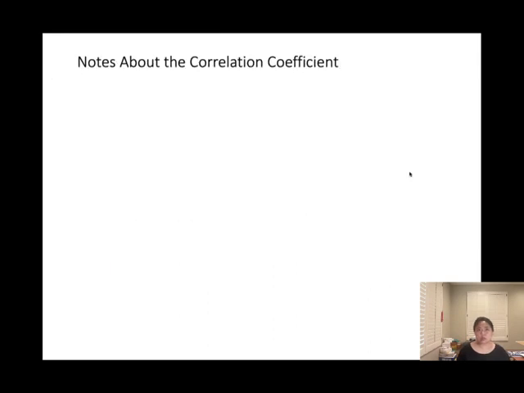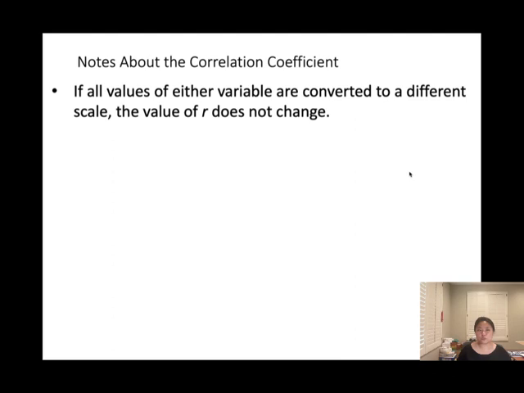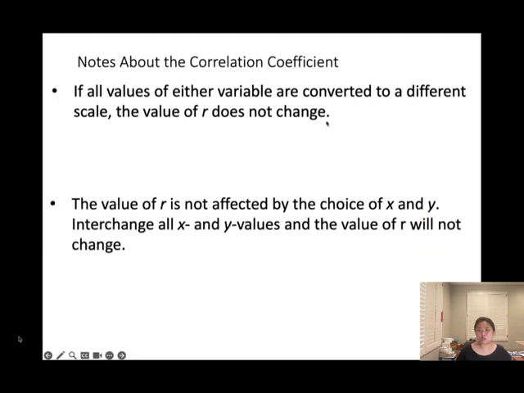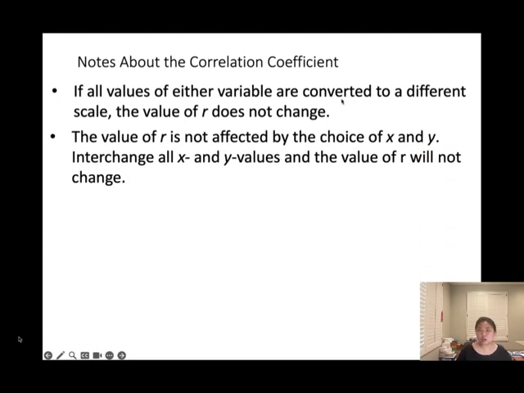Okay, notes about the correlation coefficient. First, if all values of either variable are converted to a different scale, the value of R does not change. So when you use the rectangular coordinate system, you could change the scale and the R does not change. And then the value of R is not affected by the choice of X and Y. Interchange all X and Y and the value of R will not change. So this is really interesting.